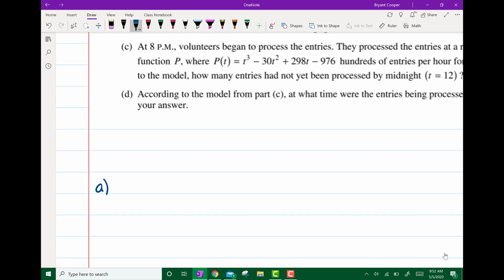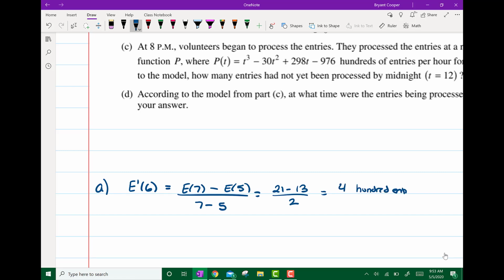So for part A, we want to find basically E prime of 6, which means to find the rate of change at 6. So it's E of 7 minus E of 5 over 7 minus 5, which gives us 21 minus 13 divided by 2, which is going to give us 400 entries per hour. Alright, part B.